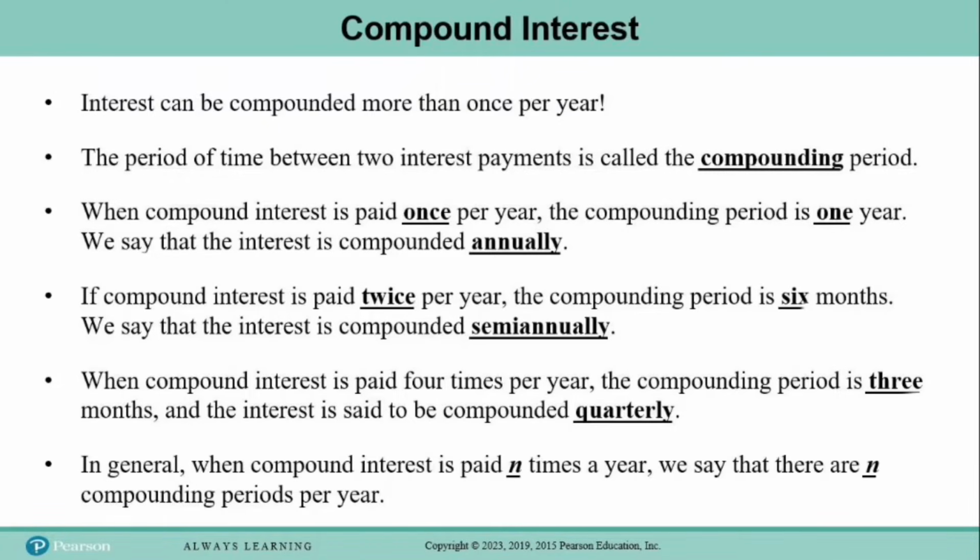In general, when compound interest is paid n times per year, we say there are n compounding periods per year. So if interest is paid once a year, then we would say there's 1 compounding period, so n would equal 1. If interest is paid twice a year, then there are 2 compounding periods per year, so n would equal 2. If interest is paid every 3 months or quarterly, then it's paid 4 times a year, so n would equal 4. So you see how that works. What if they compounded daily? Then there are 365 days in a year, so n would be 365, right? That's how we figure out what n is.